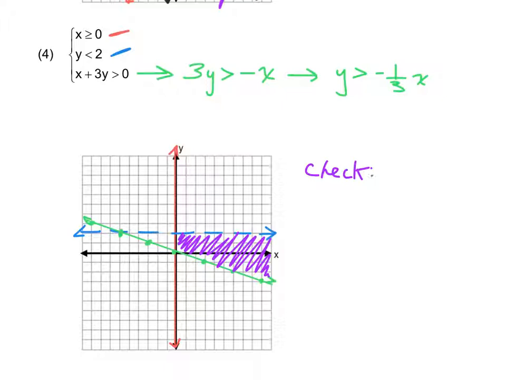I'm going to check the coordinate 5, 0. How do you come up with these? I just need a point that's in the shaded area. Anything I want. Anytime you can incorporate a 0, that's going to make life easier. So I'm going to put in a 5 everywhere I see an x, a 0 everywhere I see a y.